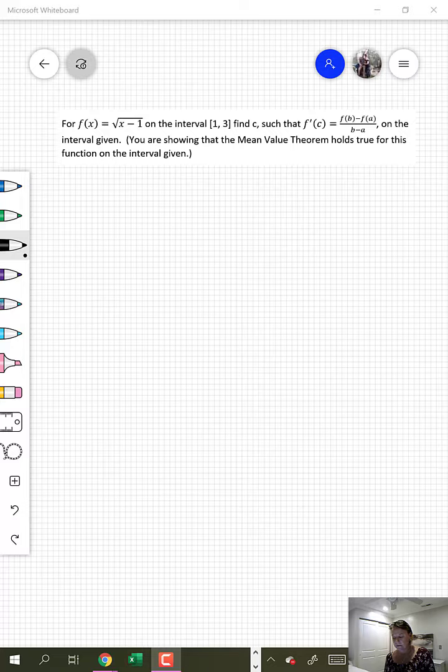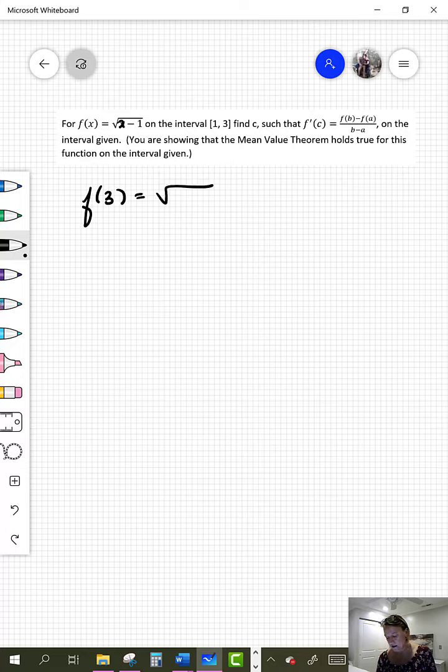So the last problem, number 5: for f of x equals the square root of x minus 1 on the interval from 1 to 3, find c such that f prime of c is equal to f of b minus f of a all over the quantity b minus a on that interval. So there's a couple things that we need to do. We need to figure out what f of 3 is. So if we plug in 3, wherever we see an x, we have the square root of 3 minus 1, which is the square root of 2. So I know I have a point at 3, root 2.